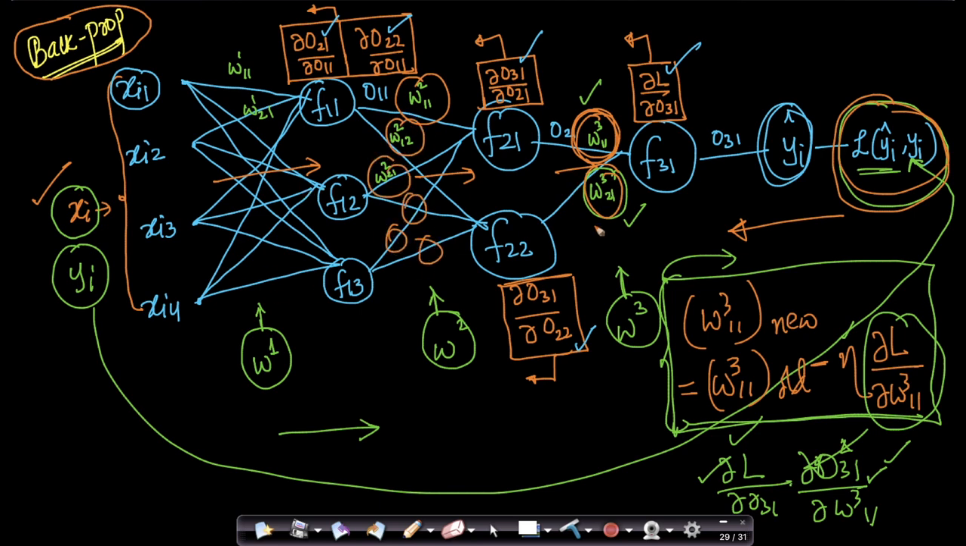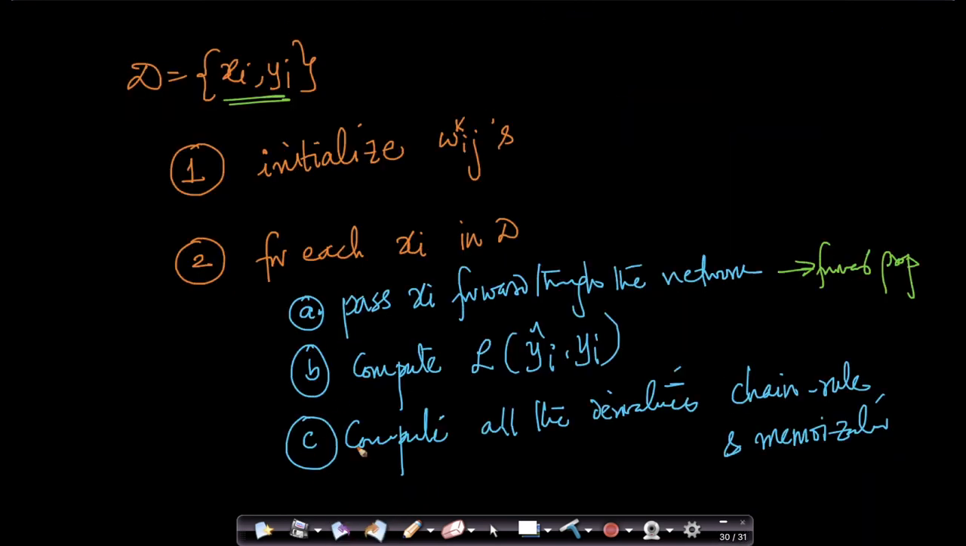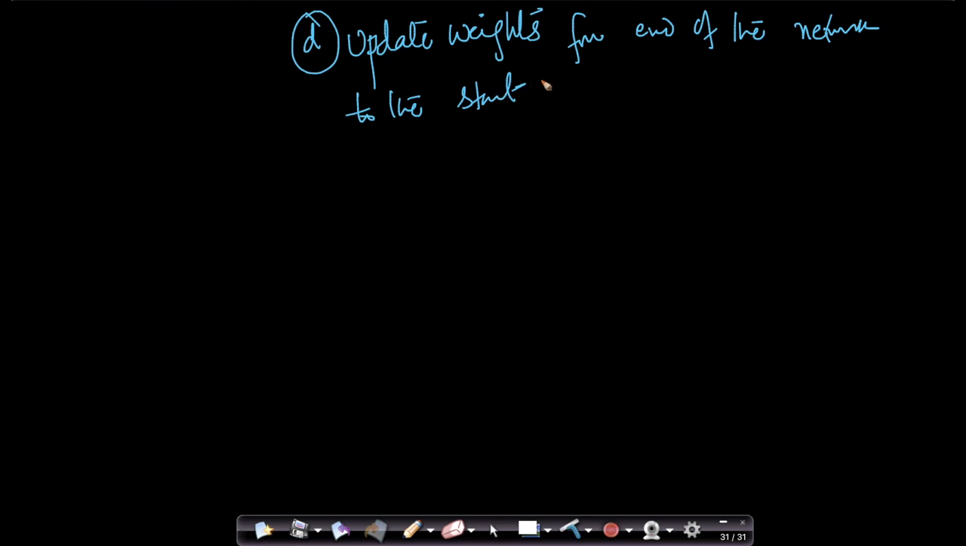So what's happening here is first my third layer weights get updated, then my second layer weights, then my first layer weights. And during this whole process, I'm using chain rule and memoization. I'm computing these values and storing them here. So the second step here that I'll do is update weights from the end of the network to the start. And this step is called your backward prop, or backward propagation.